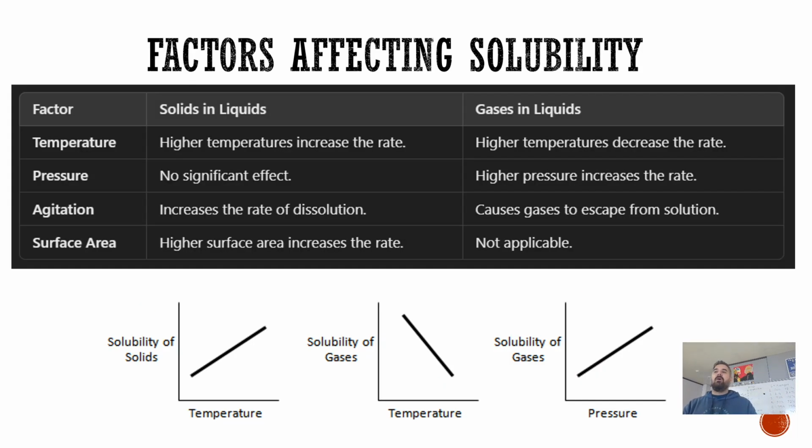So here they are all side by side. So temperature, increasing temperature increases solubility. Pressure has no effect. Agitation increases. And then surface area increases. So you can see that temperature, agitation, surface area, they all increase solubility. Whereas for gases, they decrease, they cause to escape, so also decrease. Surface area not applicable. Whereas pressure, that's your only increase right there.